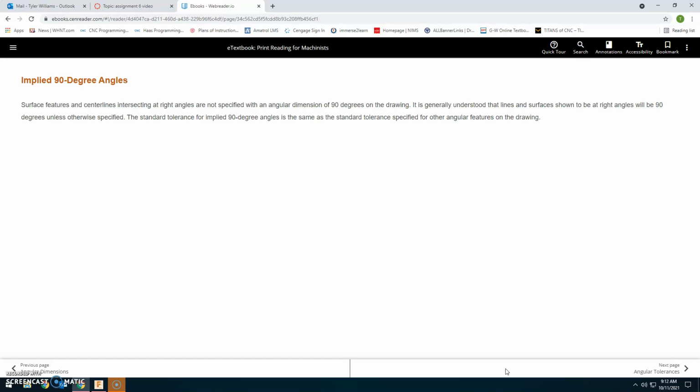Implied 90-degree angles. Surface features and center lines intersecting at right angles are not specified with angular dimensions of 90 degrees on the drawing. It is generally understood that lines of the surface shown to be at right angles will be 90 degrees unless otherwise specified. The standard tolerances for implied 90-degree angles are the same as the standard tolerances specified for other angular features of a drawing.